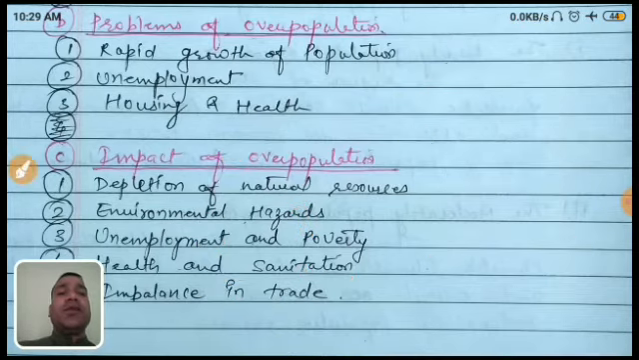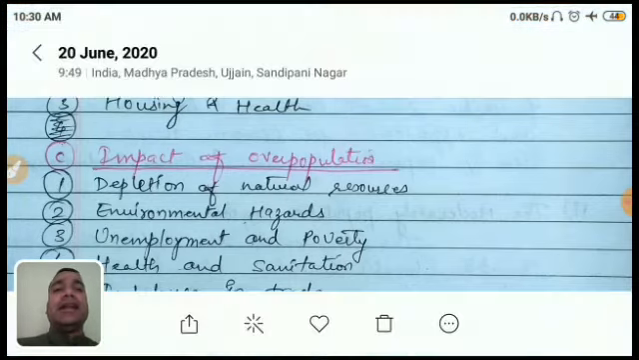So rapid population growth happens because of illiteracy, because of unawareness, because they don't know about family planning and what the importance of family planning is. That's why there is rapid growth of population.